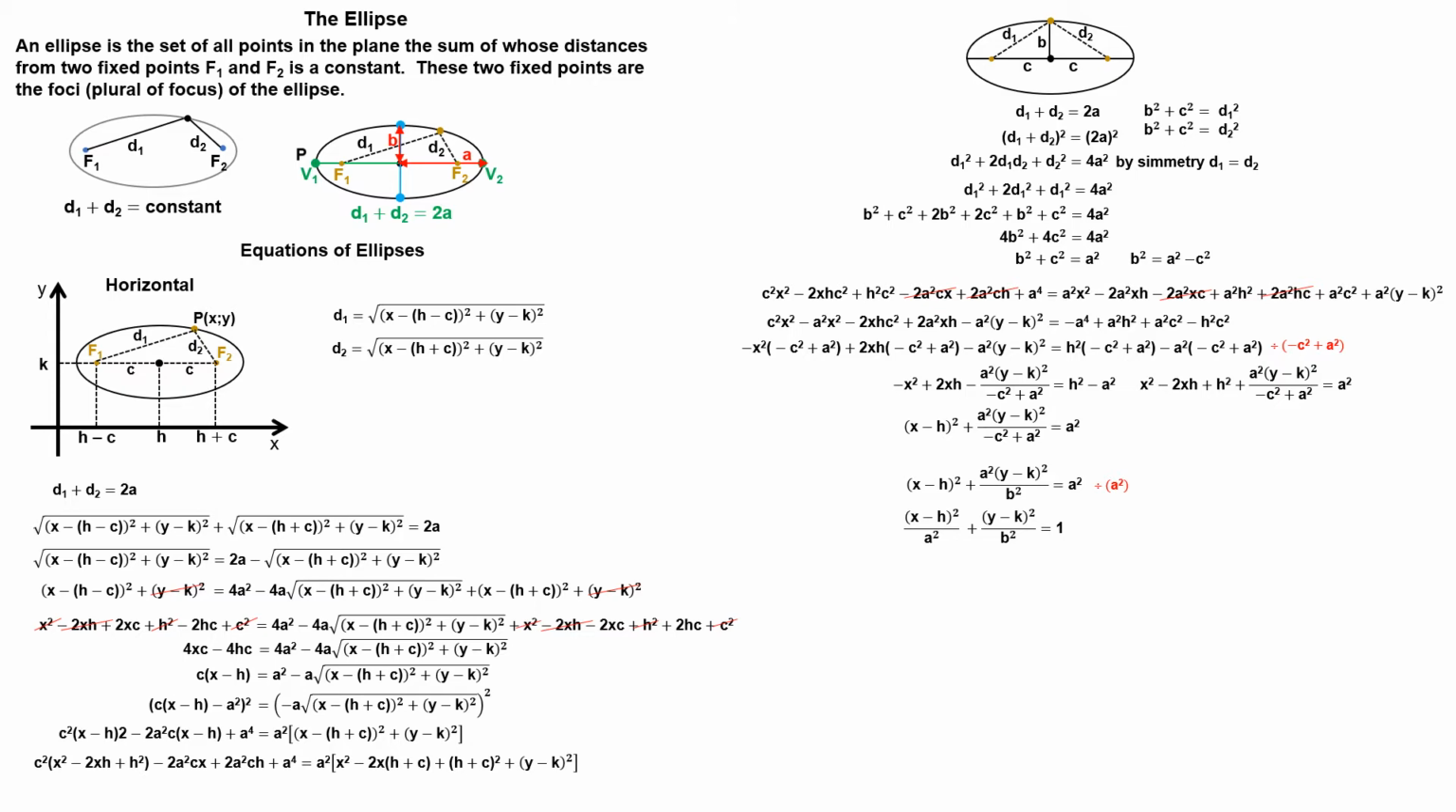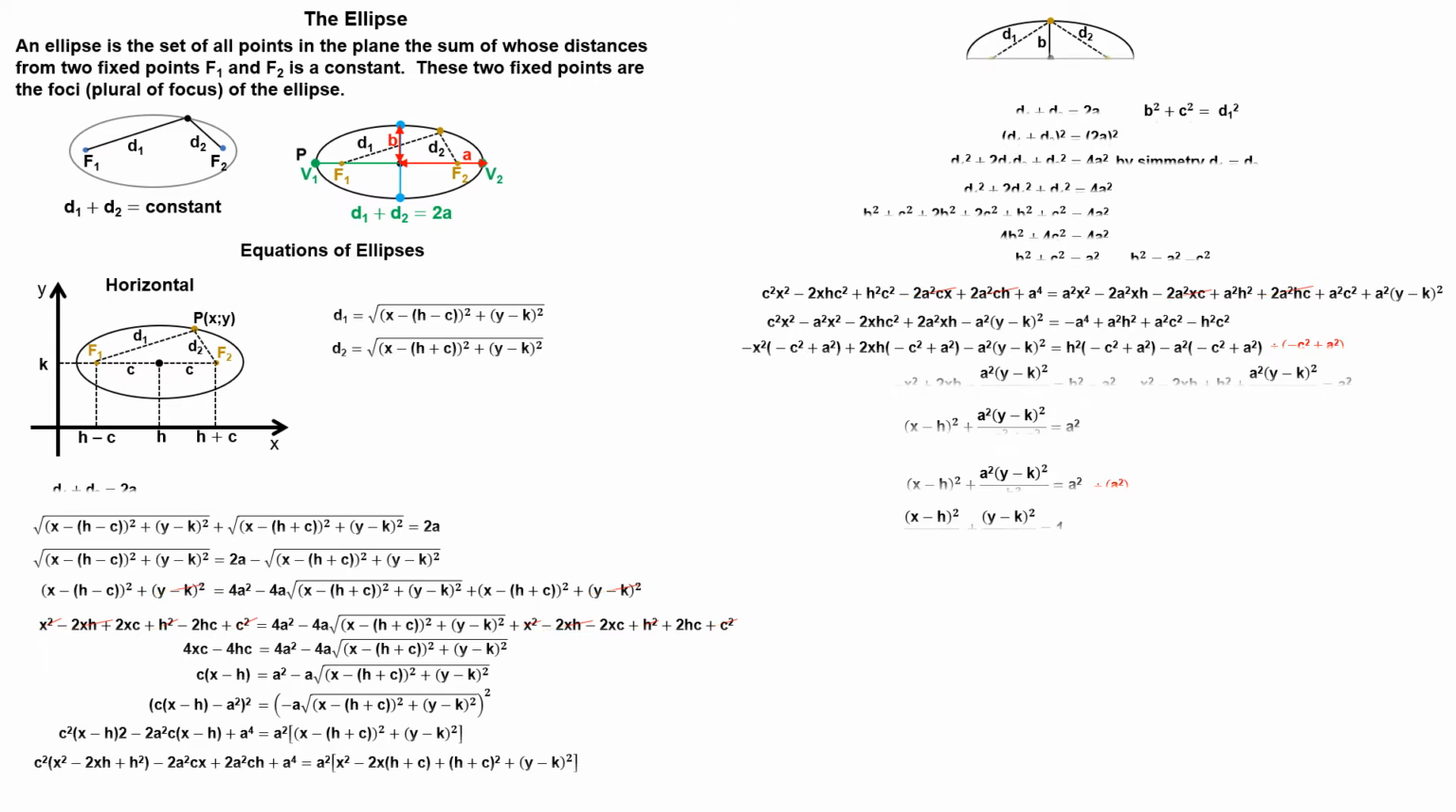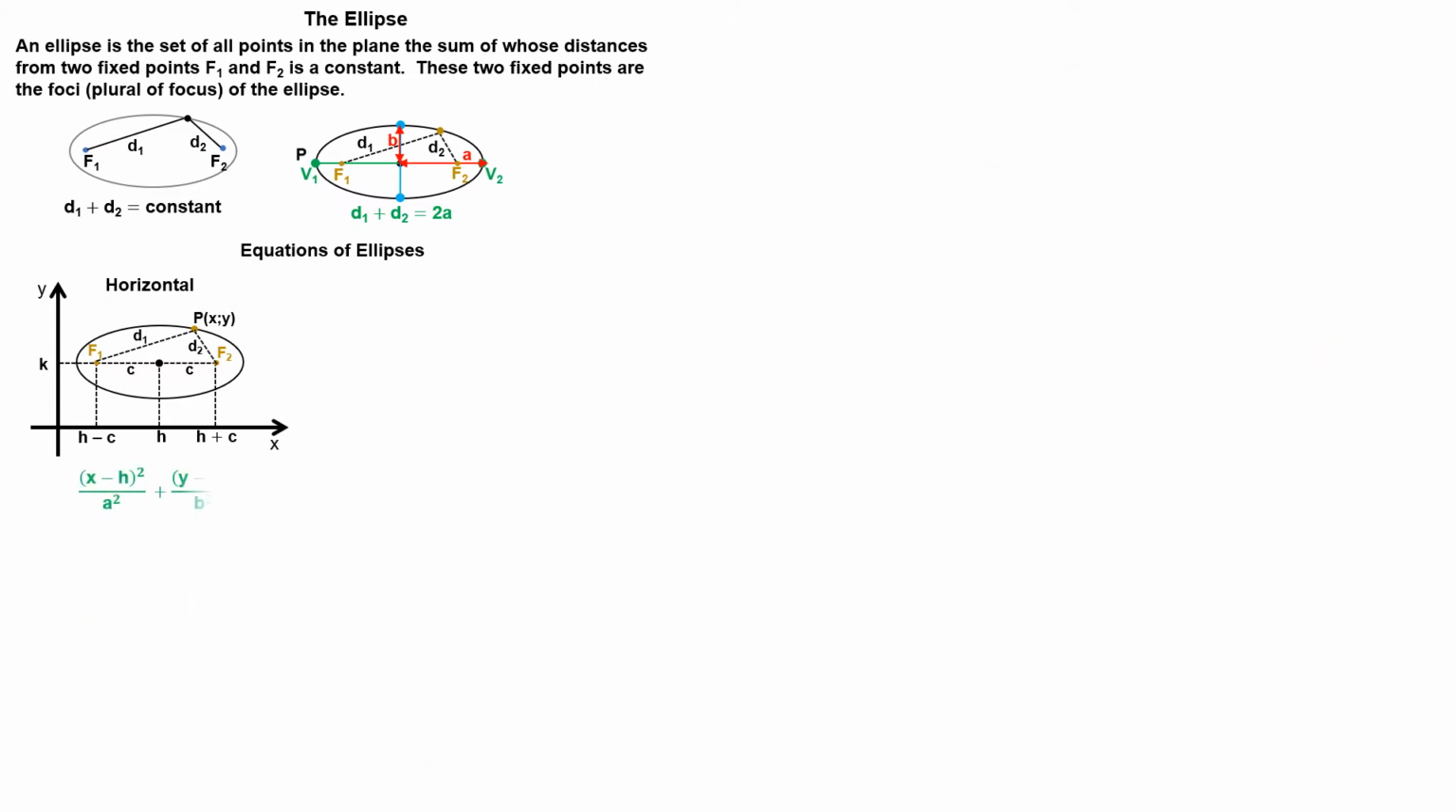If the major axis of an ellipse is parallel to the y-axis in a Cartesian plane, we say that the ellipse is vertical.